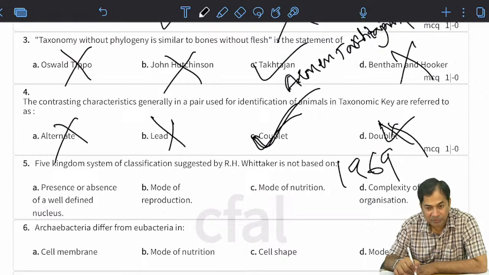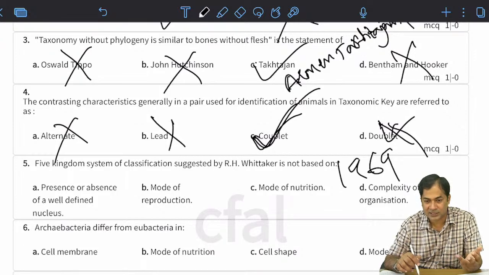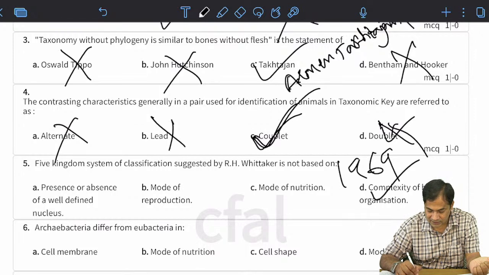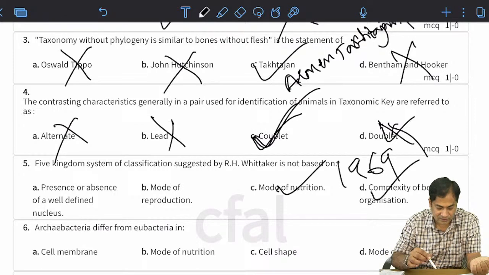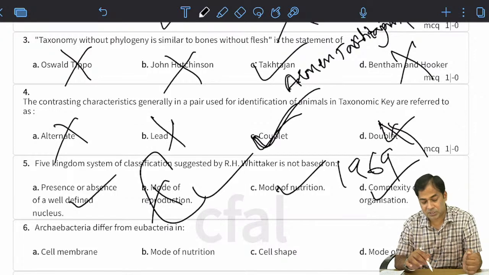Complexity of the body organization is also there in the table, whether it is cellular level body organization, containing only cells, or tissue level, or organ level or organ system level. So this is there in the classification. Mode of nutrition is there, but mode of reproduction is not. The presence of a well-defined nucleus is mentioned there. If the well-defined nucleus is not present, that's why Monera is prokaryotic, remaining are eukaryotic. So this is also there, but mode of reproduction is not mentioned. So this should be correct. Option B should be the correct option.